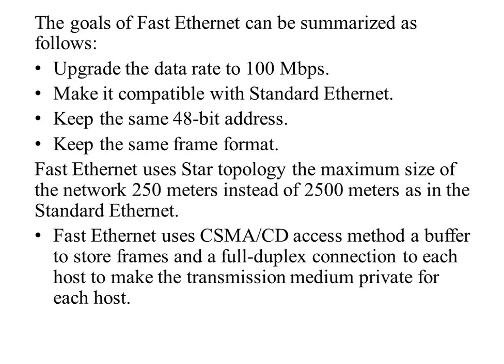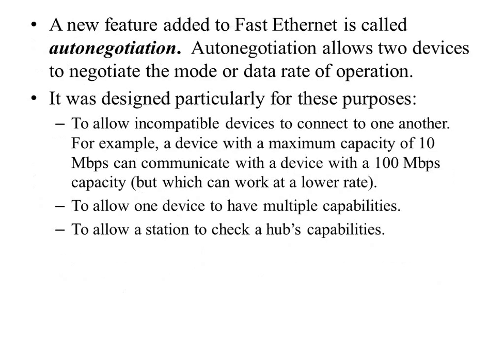So fast Ethernet uses the medium access. Which access technique is it utilizing? It utilizes the CSMA-CD access method, with a buffer to store a frame and a full duplex connection. That is very important. It will be utilizing a buffer at LLC and full duplex connection to make the transmission medium private for each host. So the transmission becomes private and full duplex, utilizing a buffer with CSMA-CD type of techniques. Fast Ethernet uses this kind of techniques.